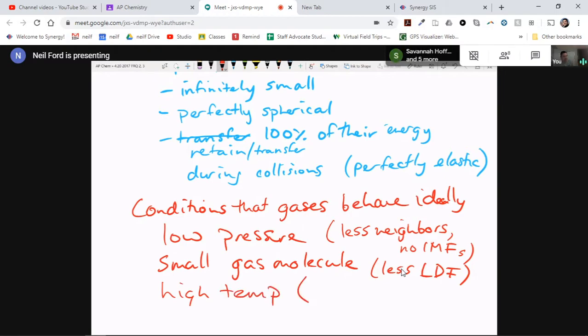So Keaton, what would that do to the time which it spends nearby a neighbor? Oh, very low, because it's moving so fast. I see, less time to interact due to high speeds. Because it's high speed.